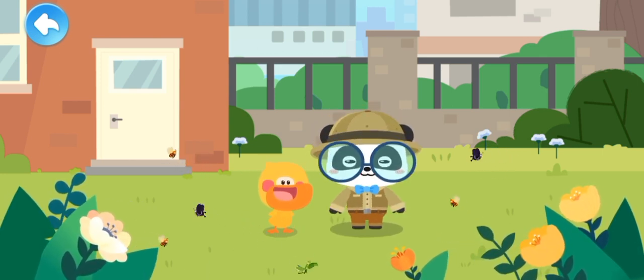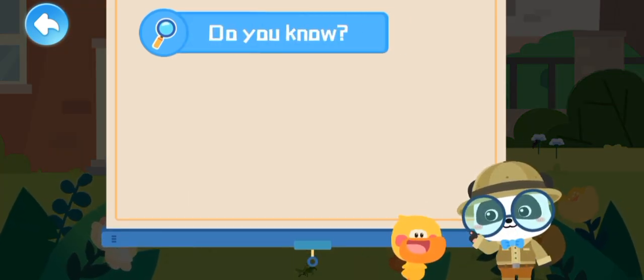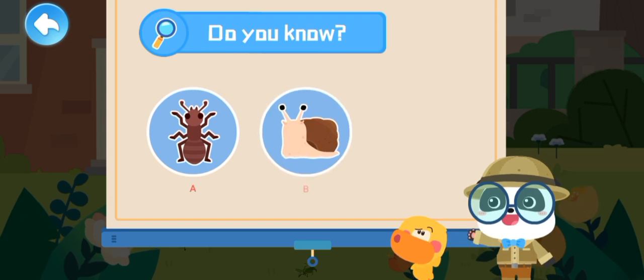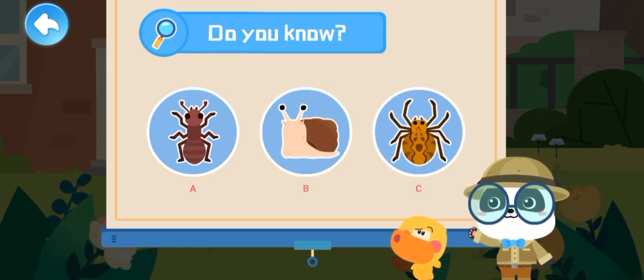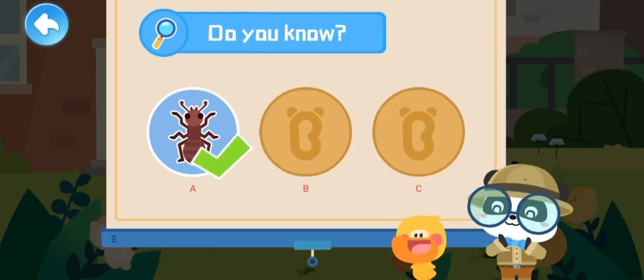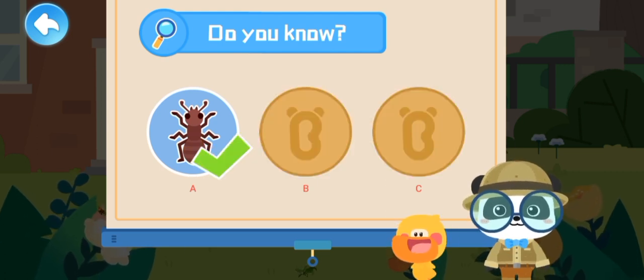Quiz time! Which of the following is an insect? A. Ant. B. Snail. C. Spider. That's right! You are right!